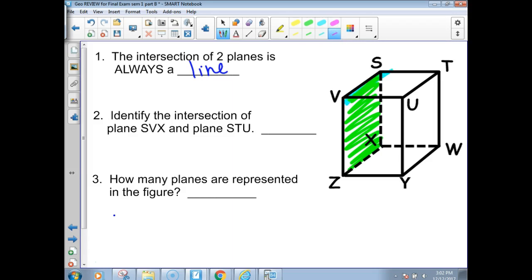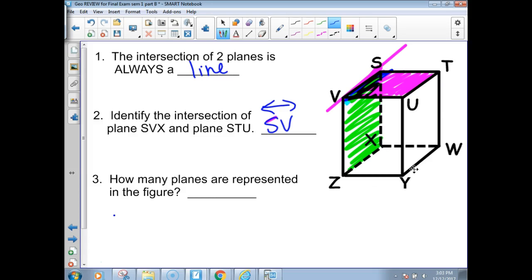Oops, I don't like that color. And this is the top S, that's plane STU. It includes the V. So the line VS is the line of intersection for those two planes. So if you wrote SV or VS, it should have a line symbol above it.